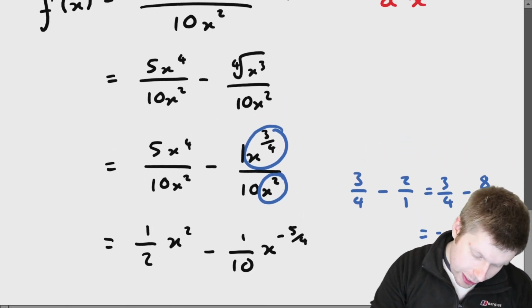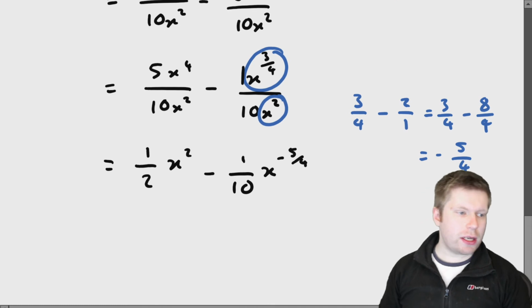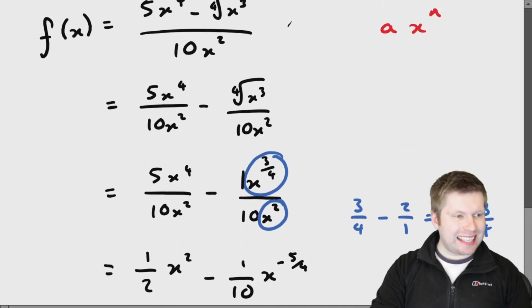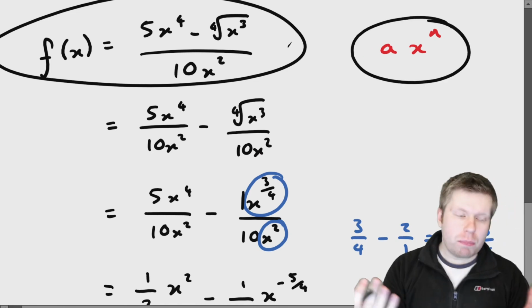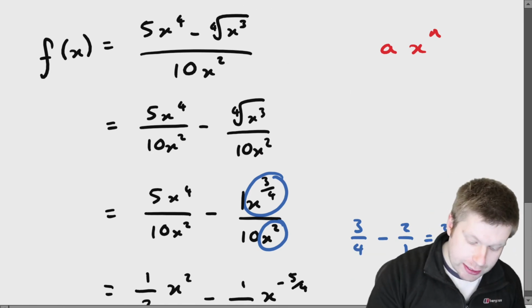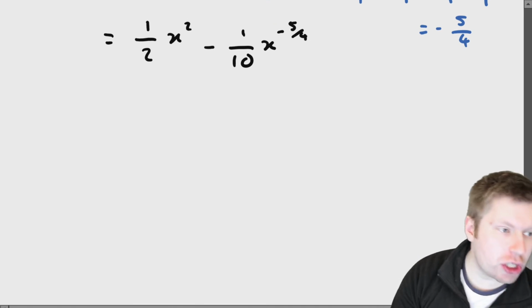Now, this is ready to be differentiated. Okay, so all of that work was literally just to rewrite this horrible thing at the start as some number times x to the power of something, which we've successfully done now. So now I'm in a position to differentiate.